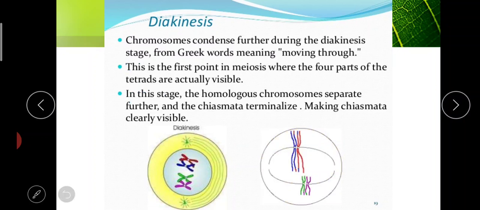Next is diakinesis. Here the paired chromosomes are shortened and thickened, and the nucleolus and nuclear membrane begin to disappear. The spindle fibers make their appearance and start to develop.